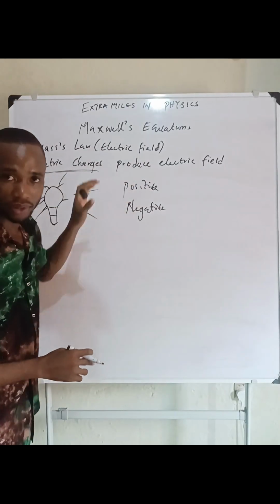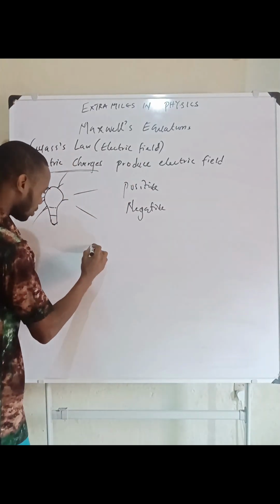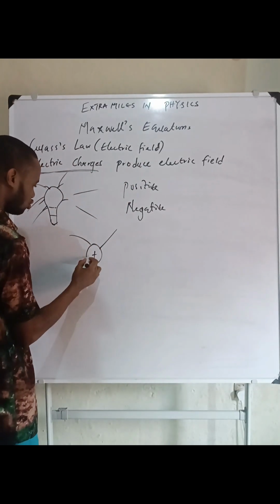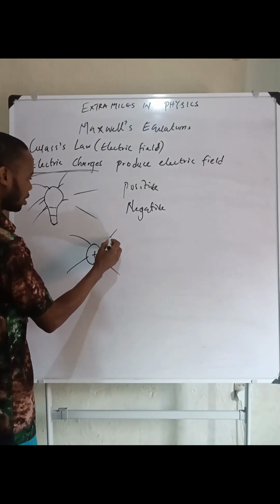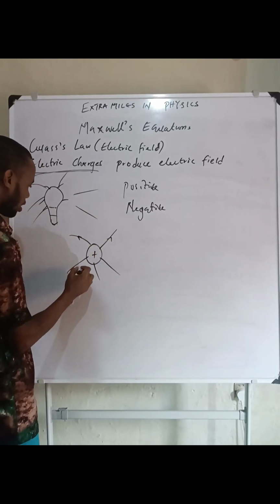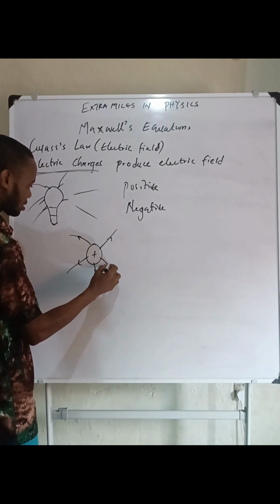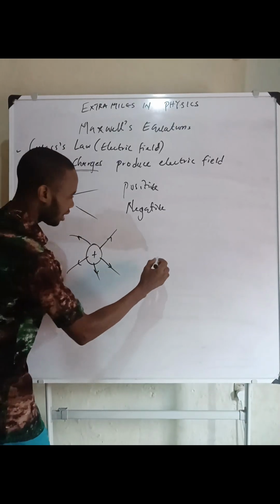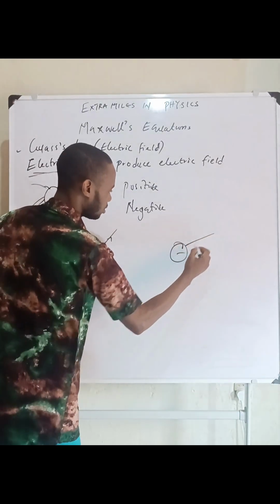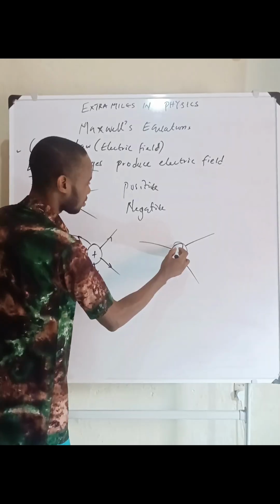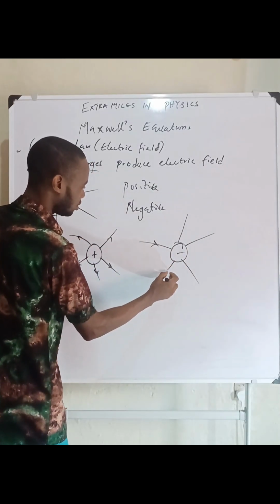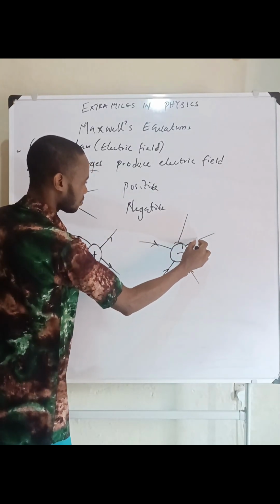So when we're talking about the positive charges, we're having something that looks like this. When we want to draw it, where is the field pointing? It's pointing outwards. We have the negative charge, where the field will be pointing inwards.